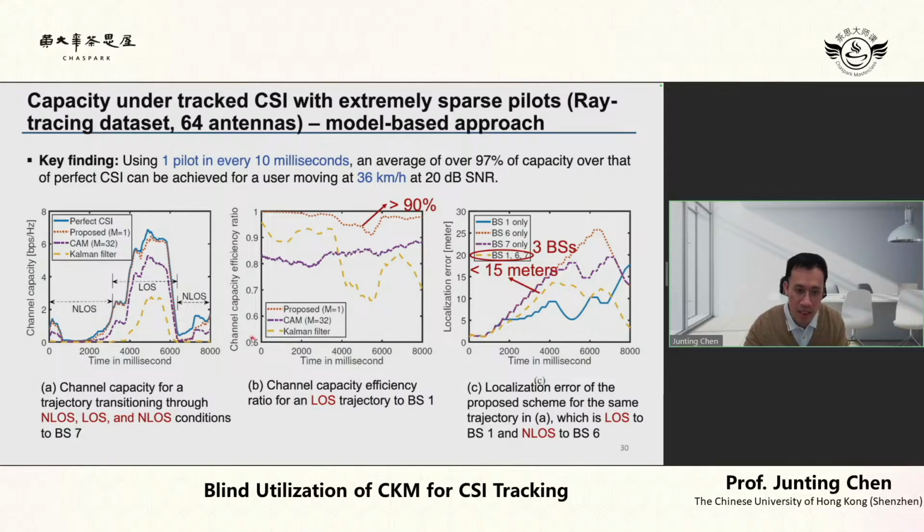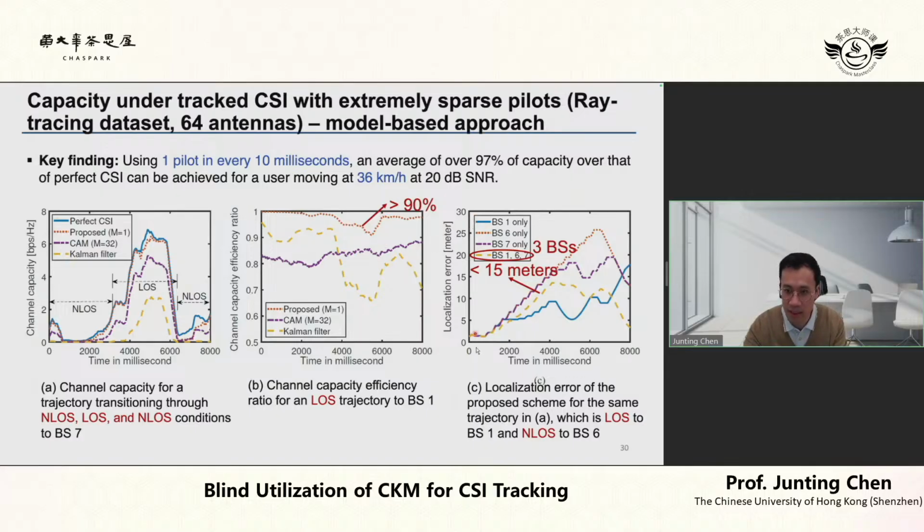So this illustrates the capacity efficiency ratio, which is computed as the capacity achieved by each scheme divided by the capacity achieved by perfect CSI. For Kalman filtering, the efficiency is not very good when we have the non-line of sight scenario. This one is purely line of sight, and for Kalman filtering the efficiency is not guaranteed to be very large. It can sometimes drop below 70%, even for line of sight scenarios. But for the switching Kalman filter, it is very close to 99%.